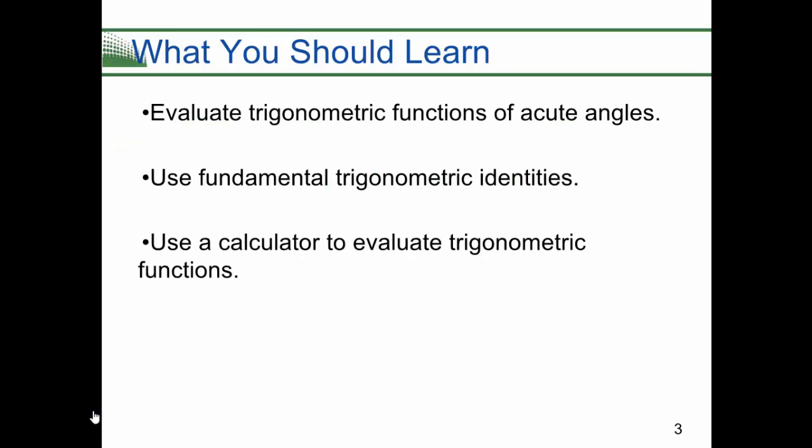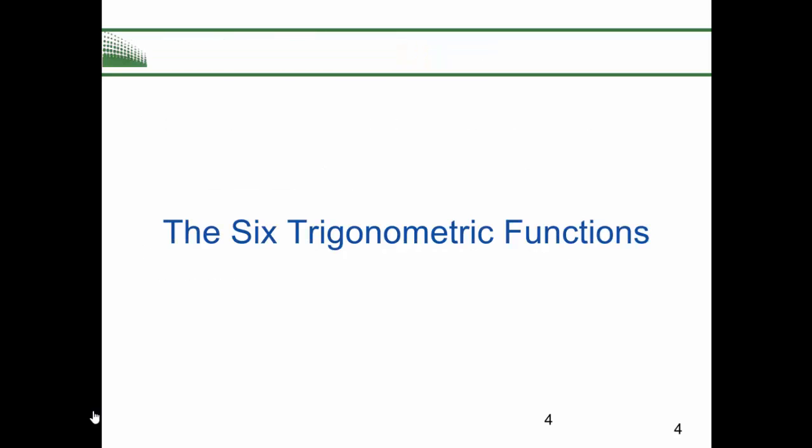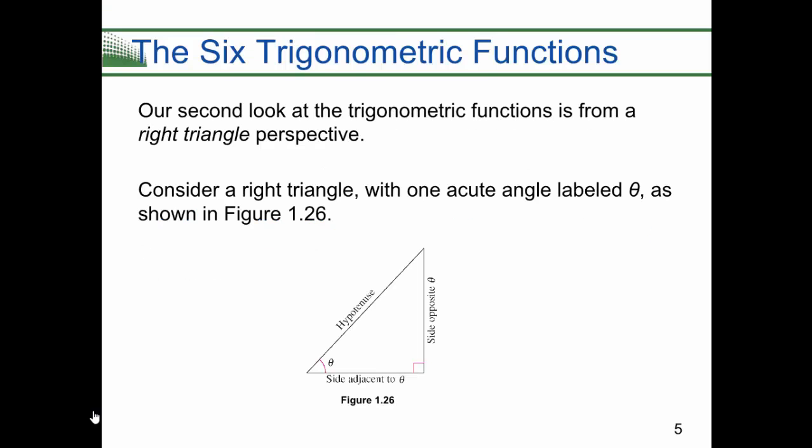By the end of this lesson, you should learn how to evaluate trigonometric functions of acute angles, use fundamental trigonometric identities, and use a calculator to evaluate these trigonometric functions. The 6 trigonometric functions. We've already looked at the unit circle, and now we're going to look at the right triangle. So here's the right triangle perspective.